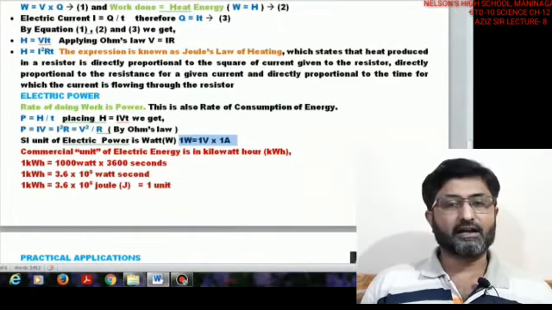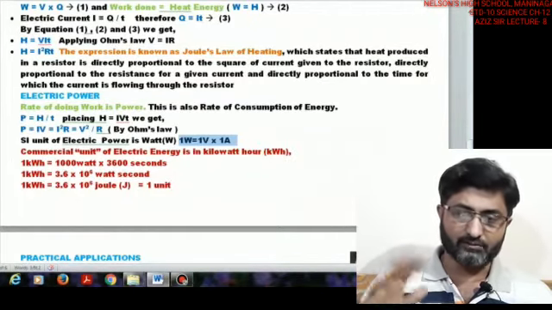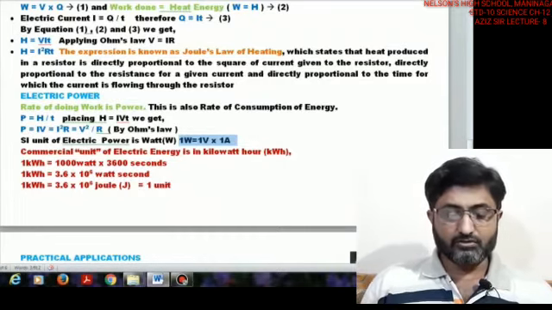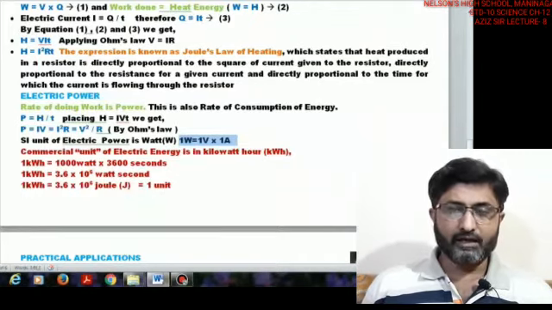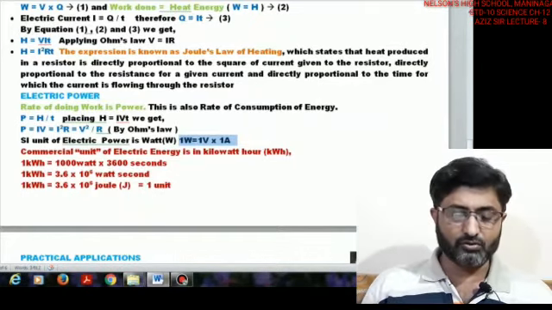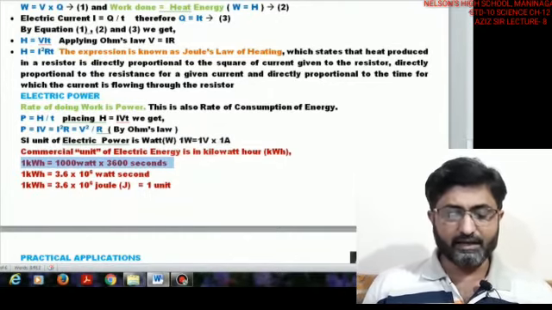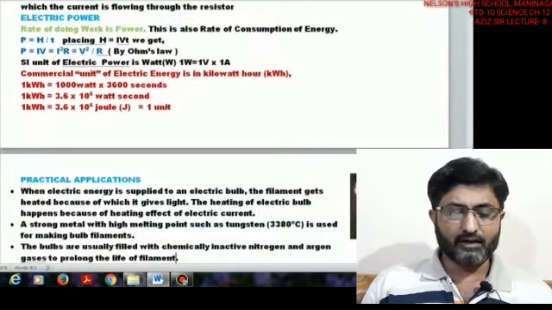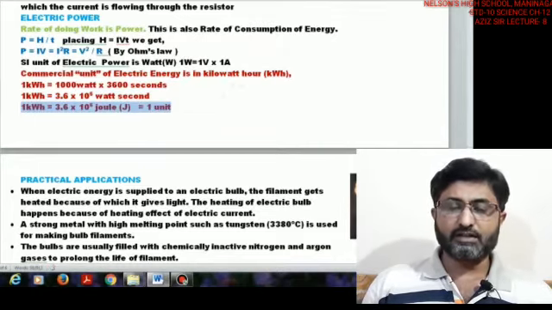Commercially, we measure everything in kilowatt, and how much time we are consuming, that is in multiples of an hour. So, the commercial unit: 1 kilowatt is 1000 watt, and 1 hour is 3600 seconds. So, 1 kilowatt is 1000 watt multiplied by 3600 seconds, which turns out to be 3.6 × 10⁶ joules, commercially known as 1 unit. So, if you go on using 1 kilowatt for 1 hour, that consumption is known as 1 unit.